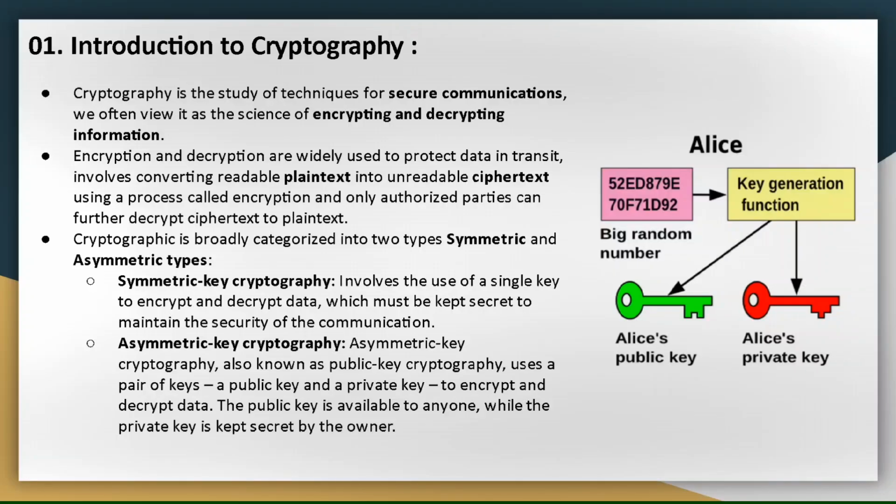Cryptography is basically categorized into two types: symmetric and asymmetric. In symmetric key cryptography, we use only one shared secret key on both sides, on the receiver and the sender side.